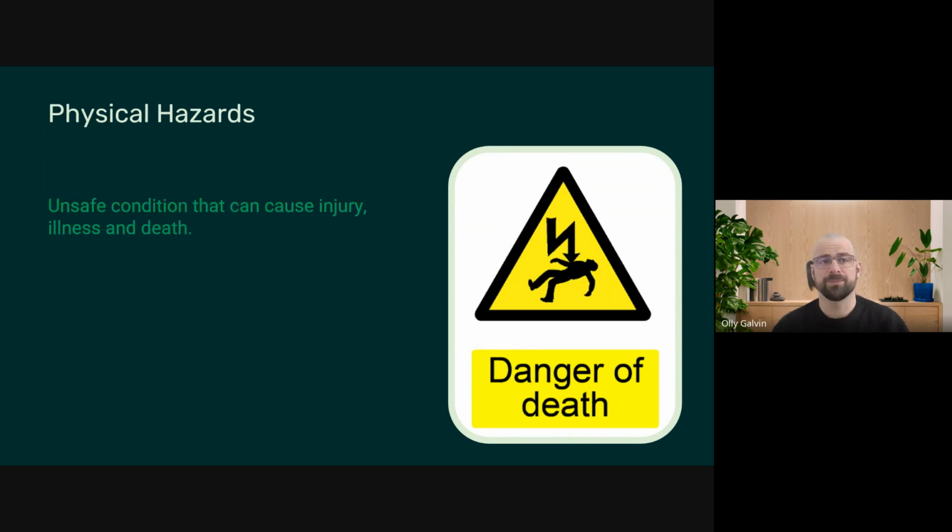So that's mechanical hazards. Physical hazards, lots and lots of physical hazards on our event sites. We define a physical hazard as an unsafe condition that can cause injury, illness, and death. It could be fire, it could be electricity, vibration from tools, poor housekeeping, slips, trips, and falls, uneven ground conditions on our event sites. There's loads and loads of physical hazards. We're going to get into some specific examples in a little bit.